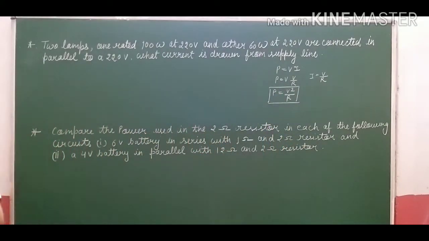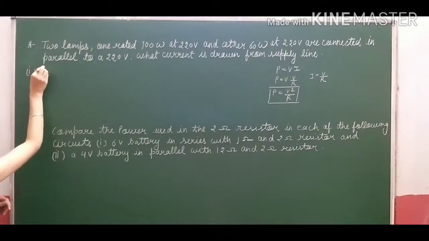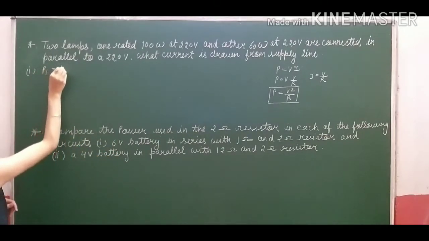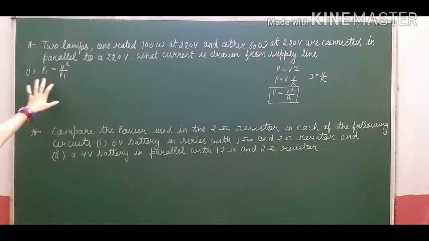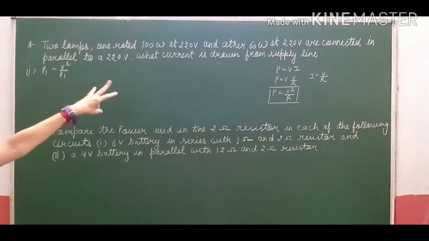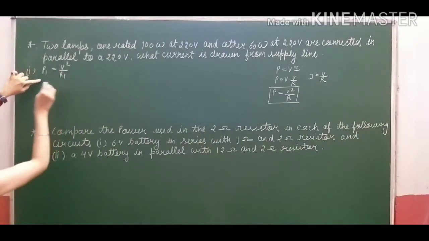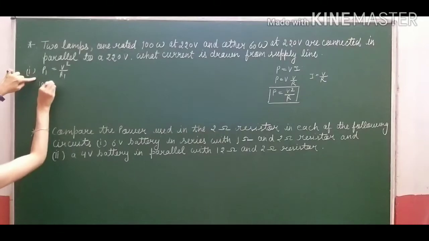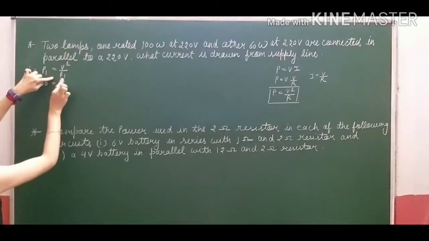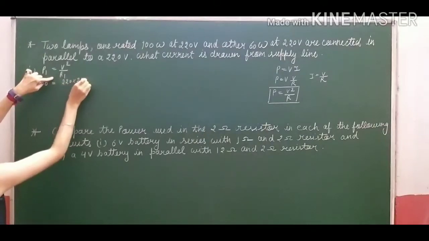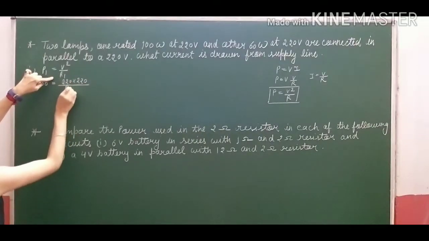So here two different lamps are to be there. In case of the first lamp, we have to use the formula P1 is equal to V square upon R1. The potential difference is the same in both the cases, 220. So in place of P1 you have to put 100, V square is 220 into 220, and R1 is to be calculated.